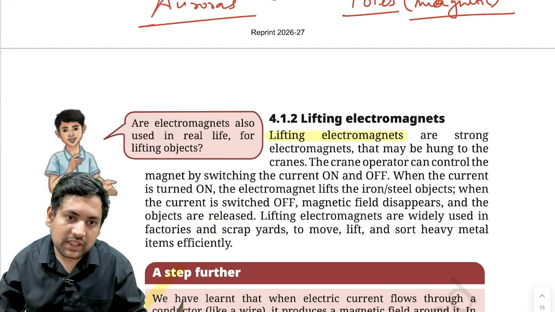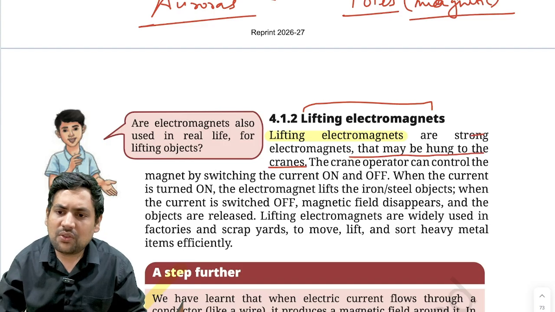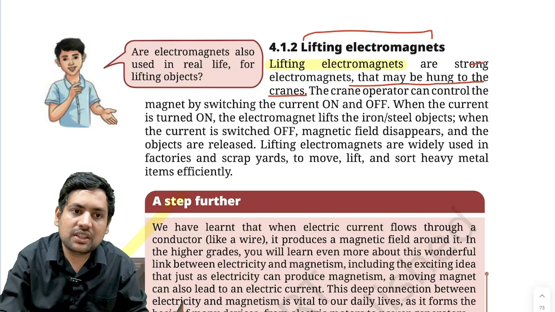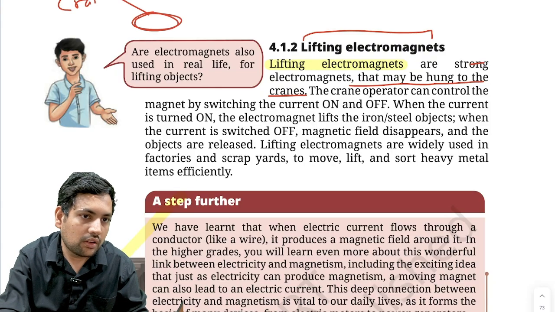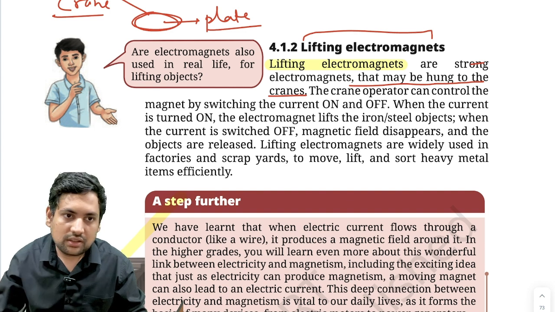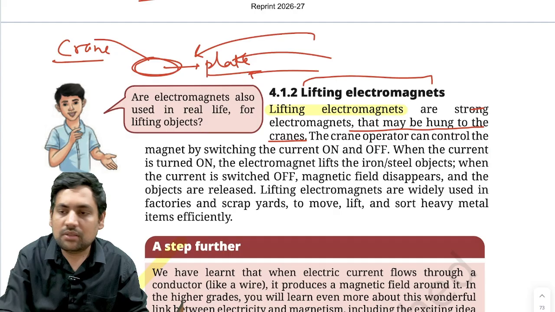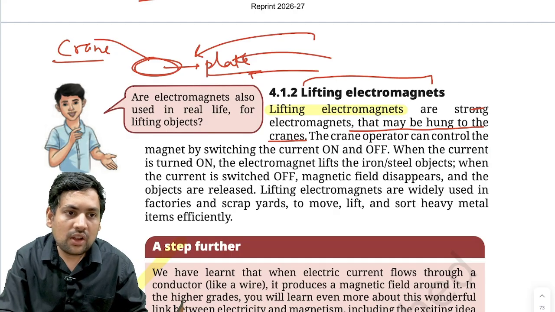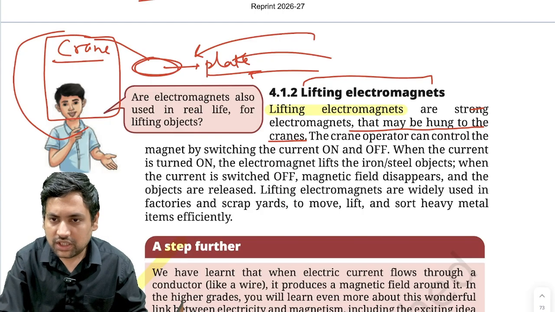Then we come to lifting electromagnets. Now, what are these? Lifting electromagnets are strong electromagnets that may be hung from cranes. Basically, you might have seen this over a dump yard. They go by a crane and they have a metallic plate like thing here. This is able to attract all different magnetic materials towards it. Now, of course, you cannot keep a very large magnet and manage it all the time.